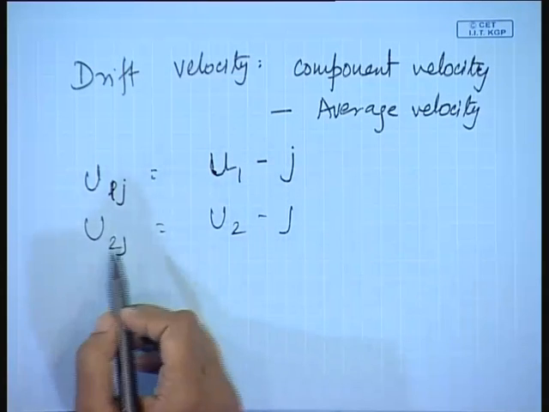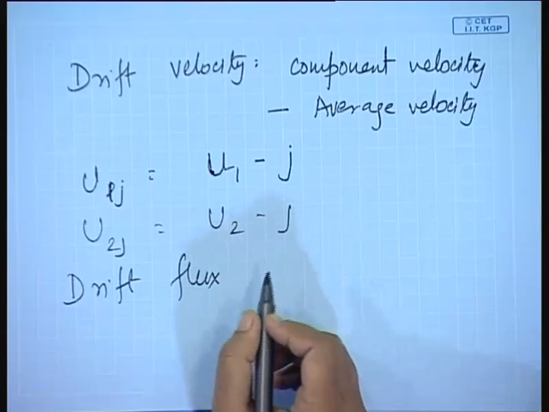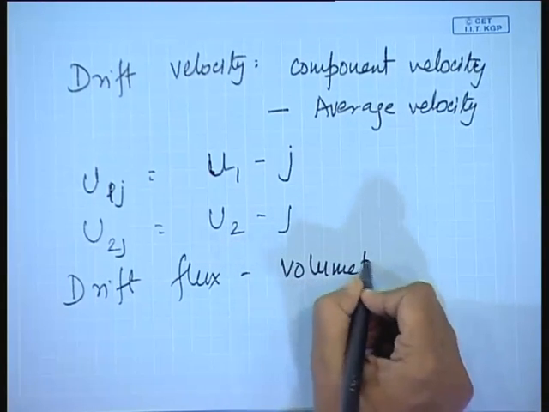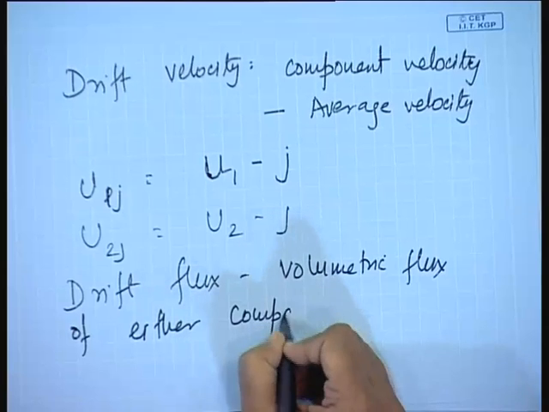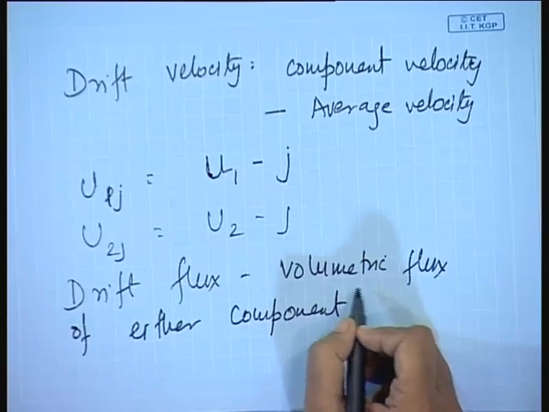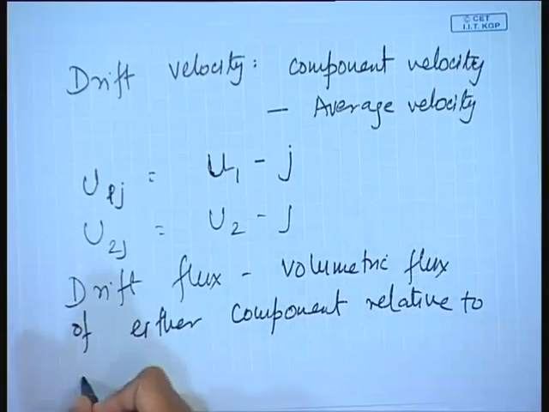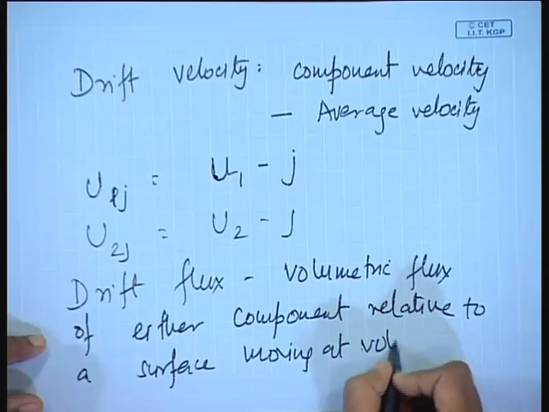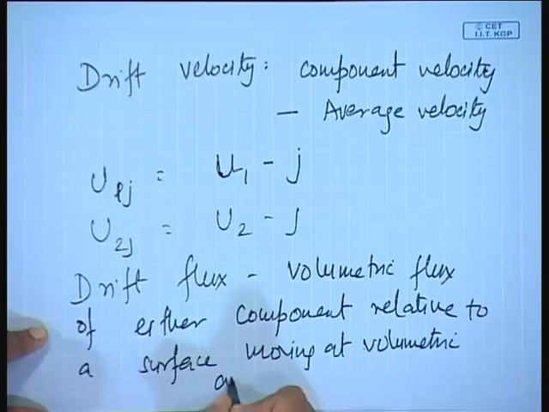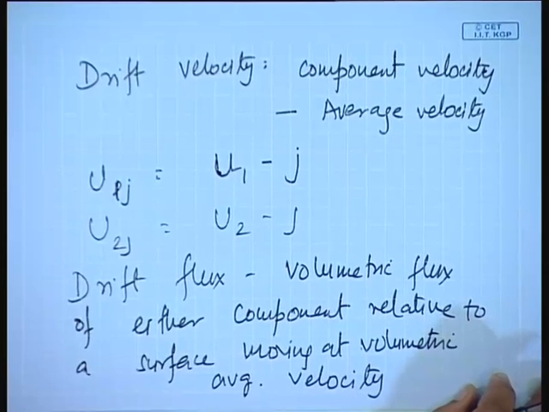Okay. Now, next comes the drift flux. The definition of drift flux is the volumetric flux of either component relative to a surface moving at the volumetric average velocity. These definitions you will get in Wallace or Collier, any particular book. This is the actual definition: the volumetric flux of either component relative to a surface moving at the volumetric average velocity.